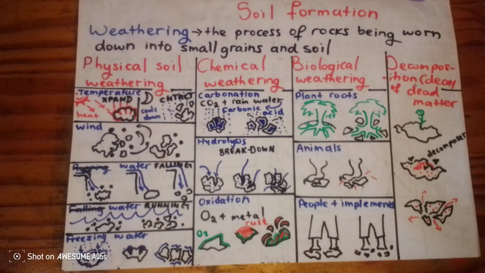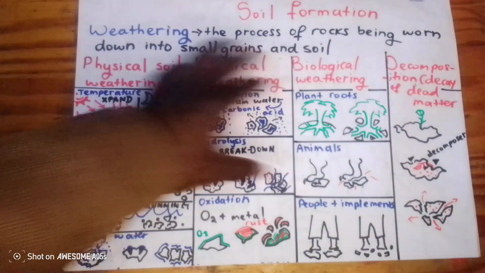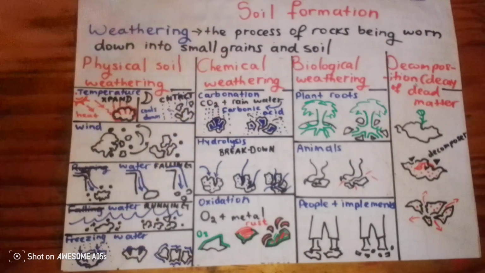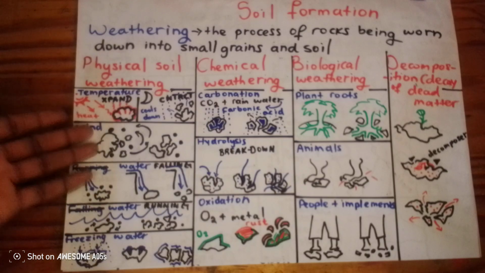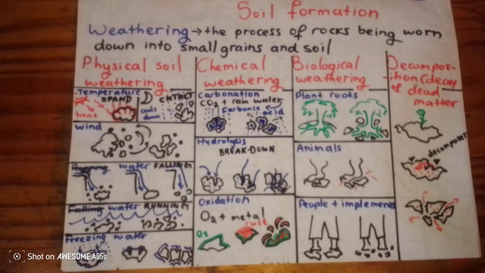Is it rain or wind? No, that's erosion. Never mind. Weathering, the process of rocks being worn down into small grains and soil. Yes, by the effect of either wind, water, temperature. Okay. Yes, I wasn't so off track then. The thing is, I teach geography, so we have very different definitions in that space.